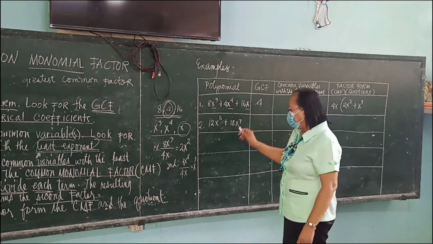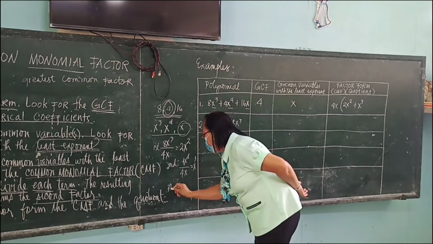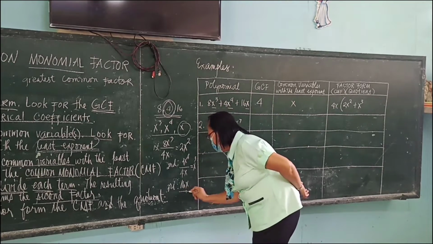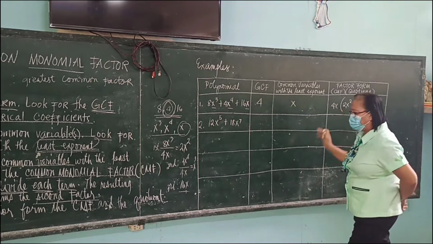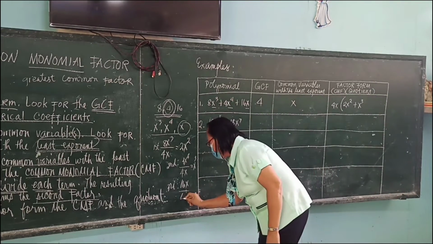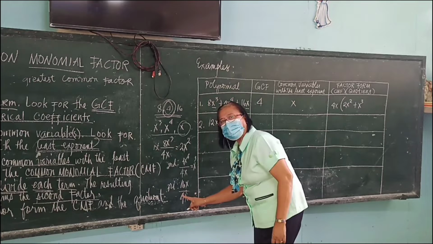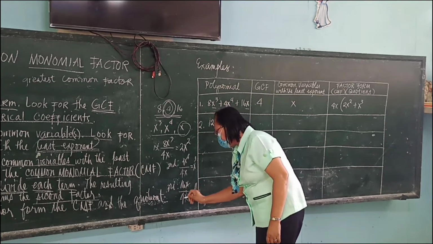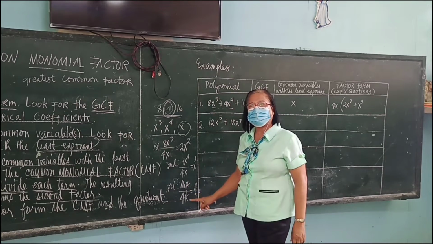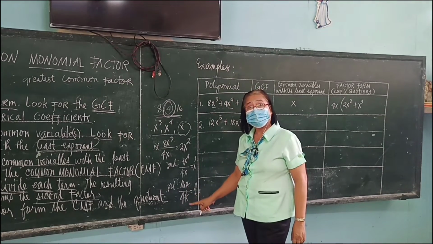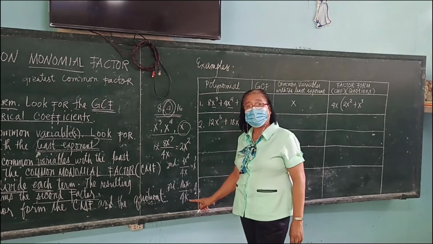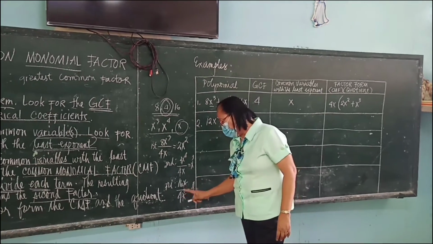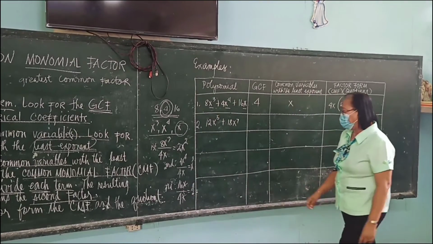The last term would be what? The last term would be 16x divided by our common monomial factor, which is 4x. 16 divided by 4 is equal to 4. Then you have to cancel x divided by x, because that is equal to 1. So, that is equal to 4.